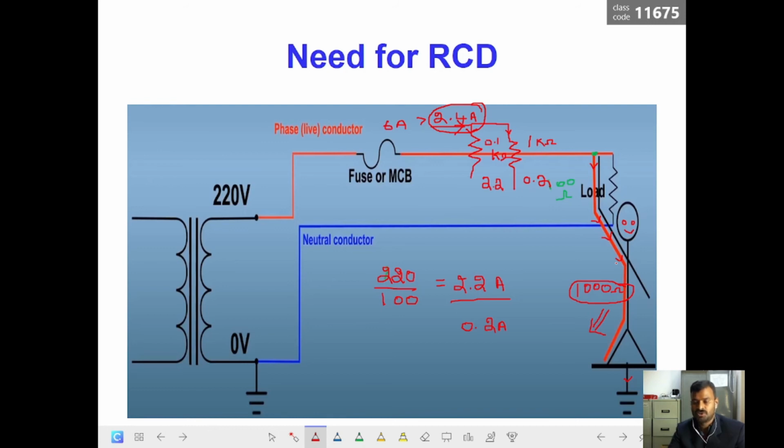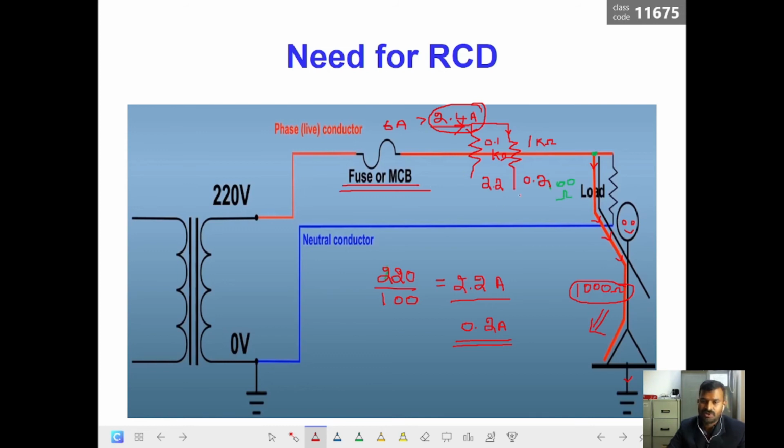So this 0.2 amperes of current, or 200 milliamperes, if it is sustained for 1 second or more than 1 second, then it can kill a human being. What I am trying to explain here is that by having a fuse or an MCB, we cannot sense or detect this leakage current, whether it is going through the human body or any physical body to the ground. So we cannot identify this, and we cannot rectify this.